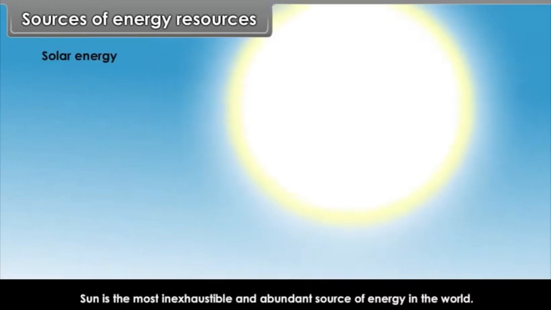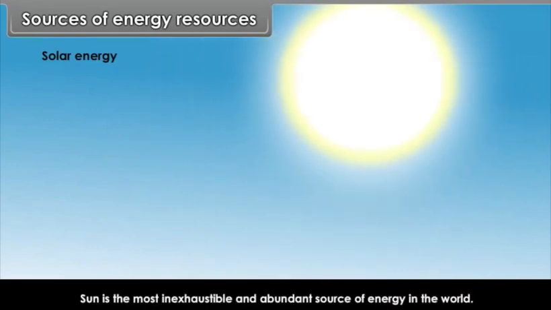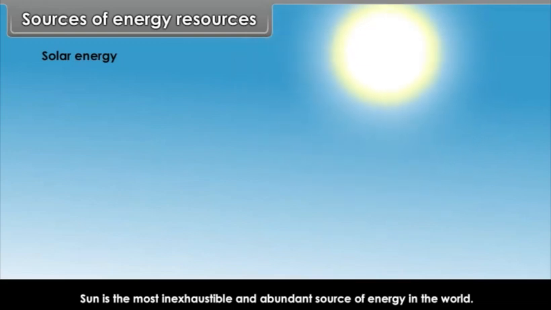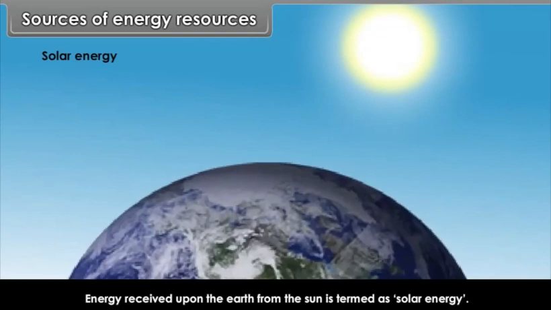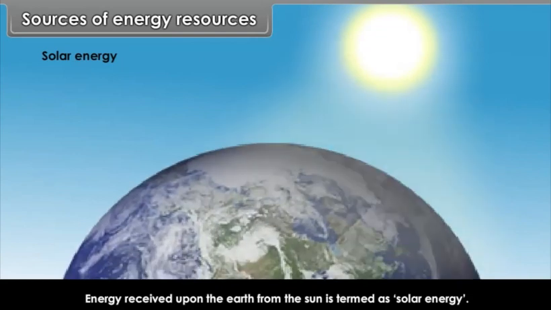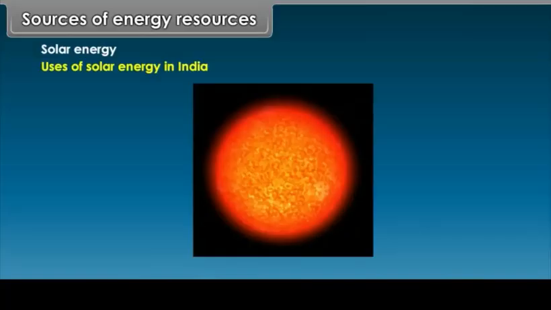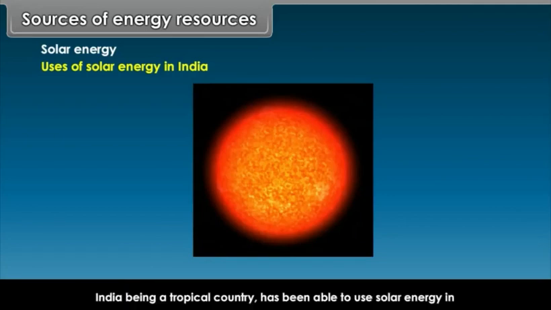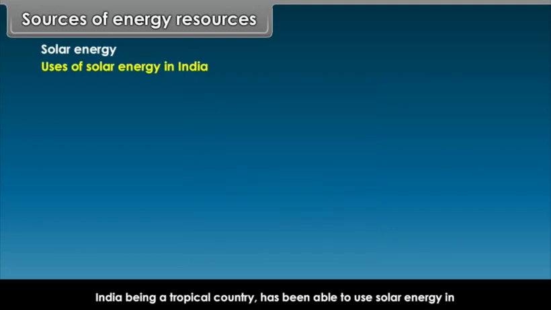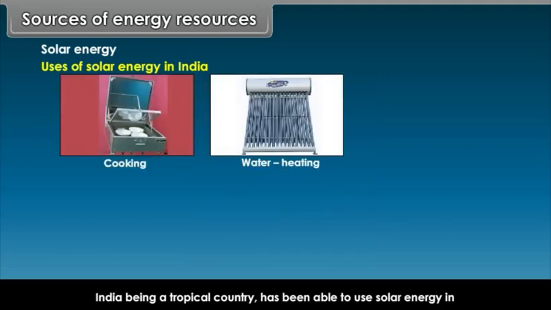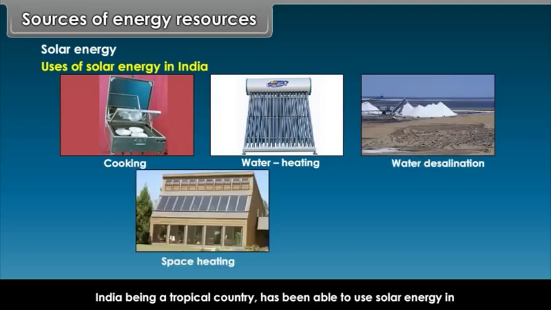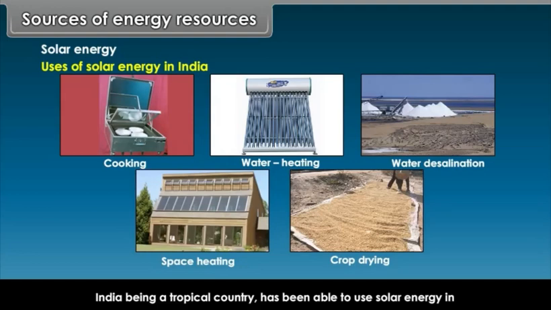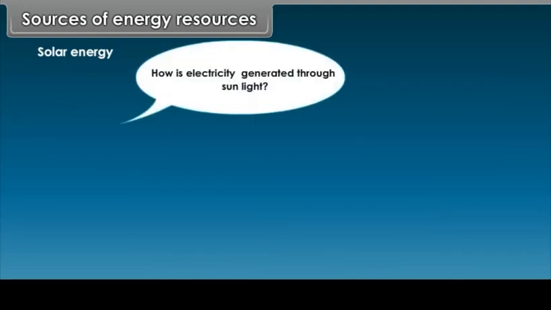Solar energy. Sun is the most inexhaustible and abundant source of energy in the world. Energy received upon the earth from the sun is termed as solar energy. Now we can list out some uses of solar energy in India. India, being a tropical country, has been able to use solar energy in cooking, water heating, water desalination, space heating and crop drying.